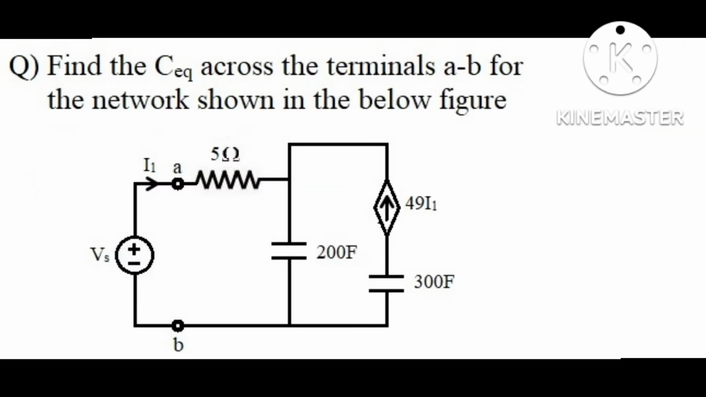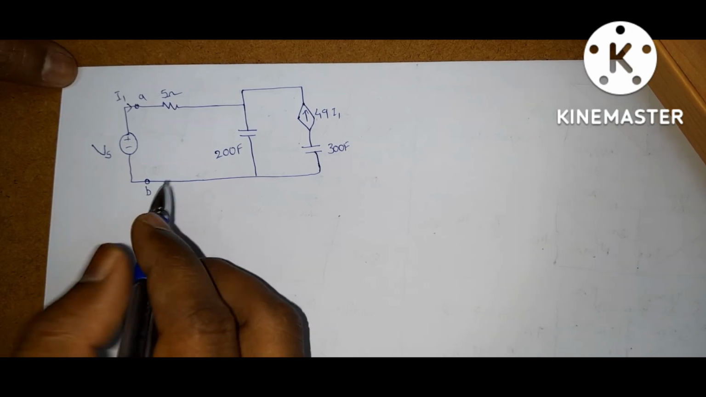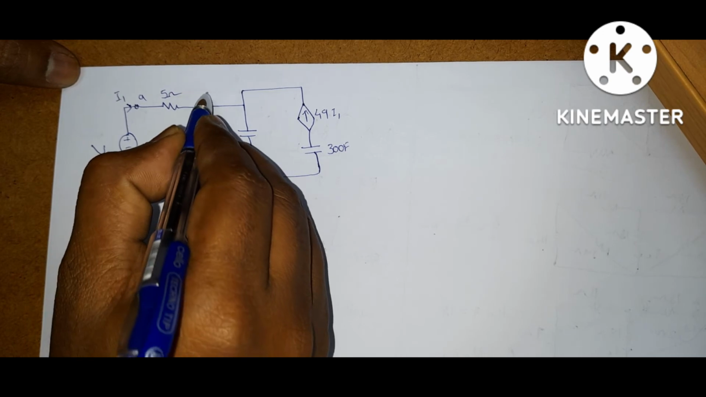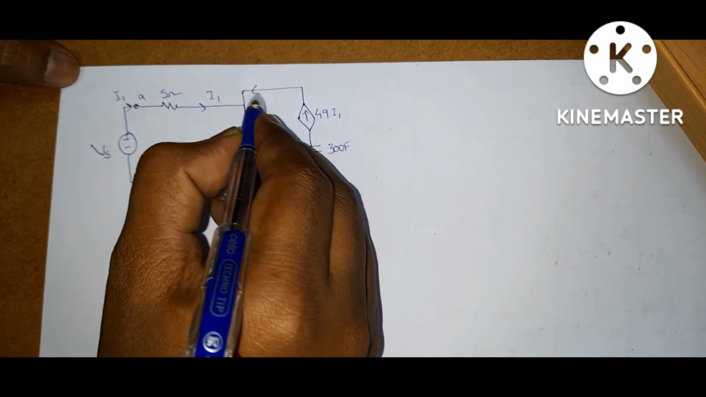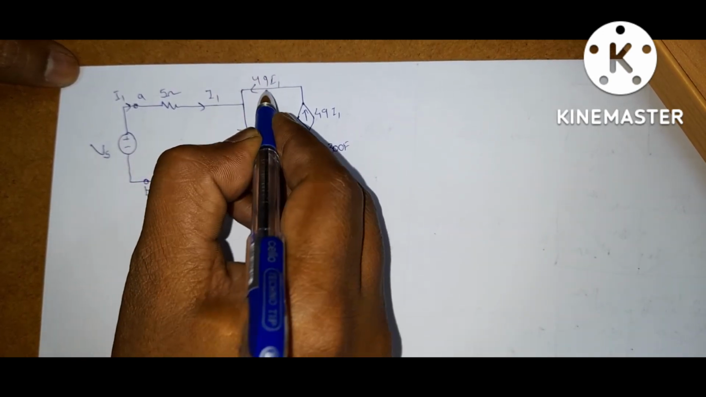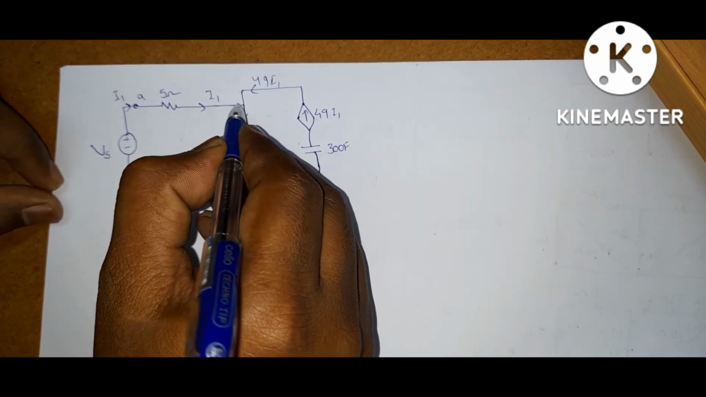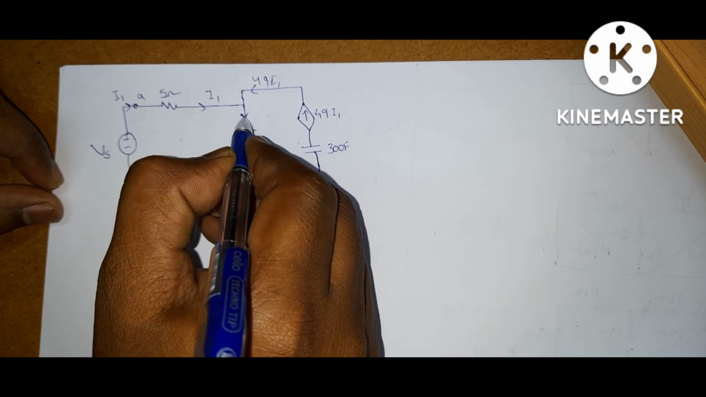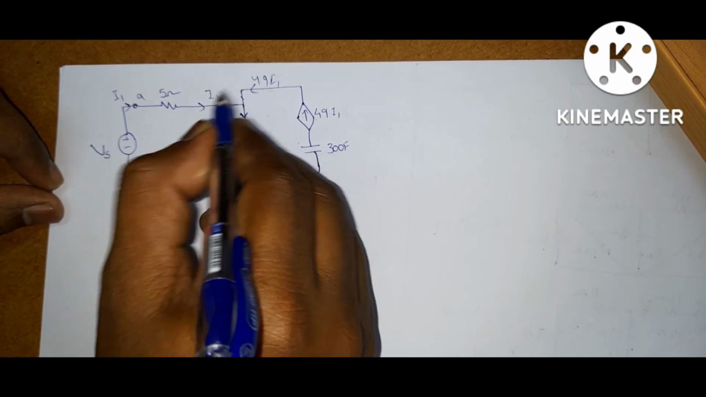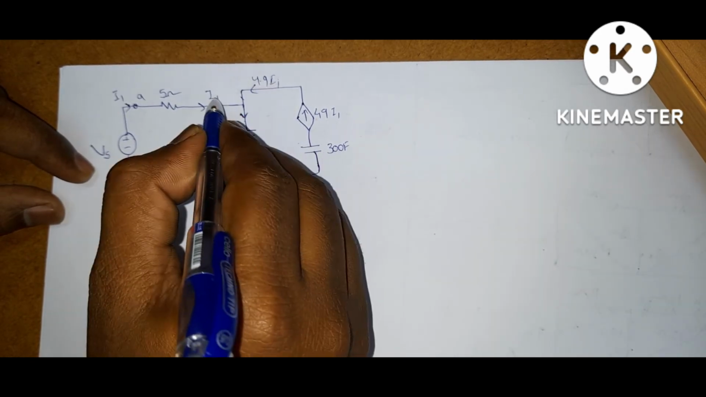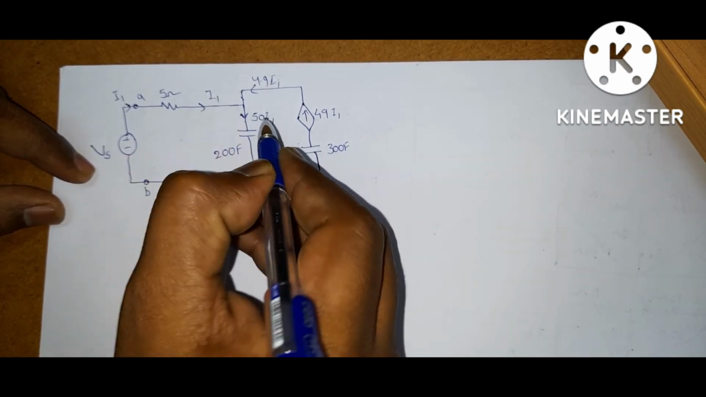Next question is, find the C equivalent across the terminals AB for the network shown in the below figure. This is the given network. If you observe here, this branch current is I1, and this is 49 I1. So what is the current flowing through this capacitor? By KCL, two currents are coming towards this node and one current is leaving this node. So the summation of these two currents is this current. That is 49 I1 plus I1, which is 50 I1.